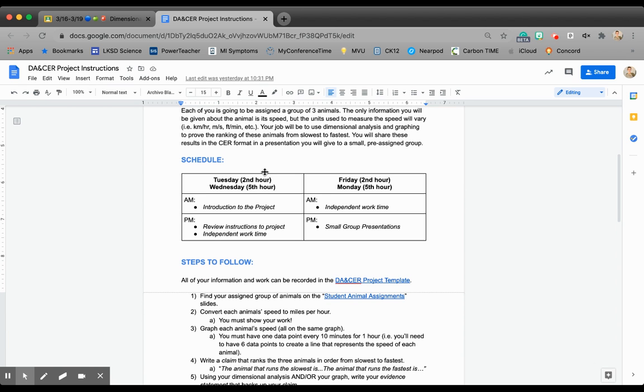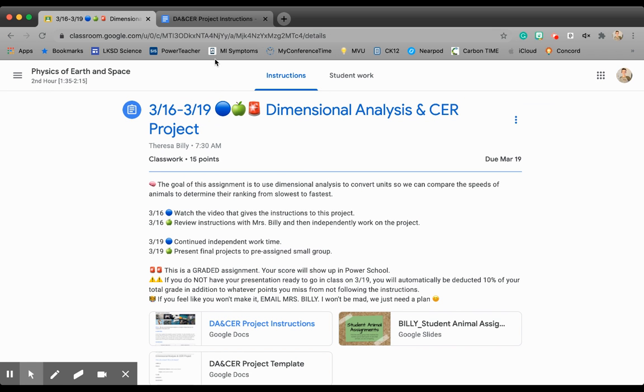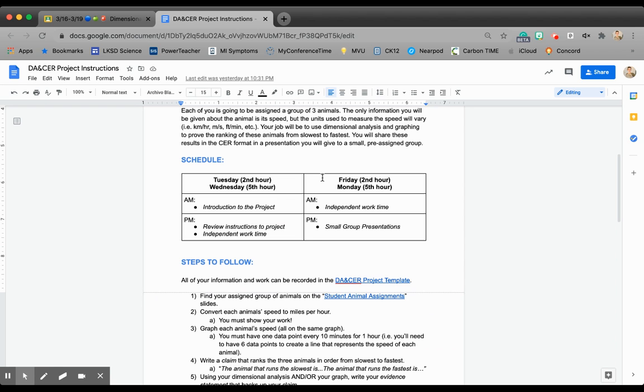So the schedule that I had posted on the Google Classroom that you see here is the same as the schedule that's posted here. It's just kind of a different way of looking at it. So for second hour, you guys are supposed to be watching the project video this morning. In the afternoon time, we're going to go over the instructions one more time, make sure you guys are all clear on what you should be doing and what's expected of you. And then you get independent work time. And then we don't meet again until Friday. So you have Tuesday, Wednesday, Thursday, and Friday at some point in time to continue working on this project and get it all wrapped up into a presentation that you'll give Friday afternoon.